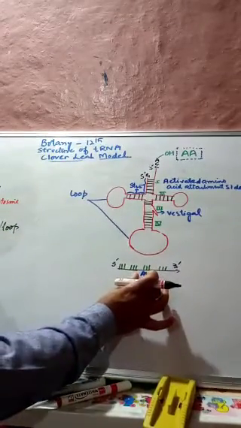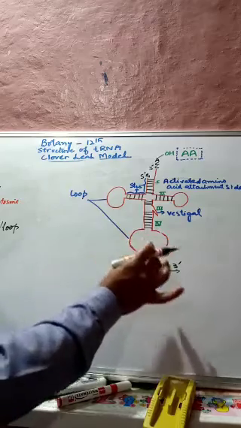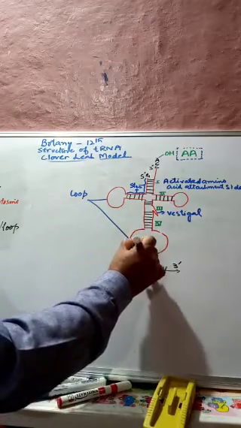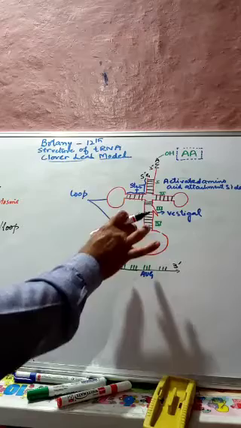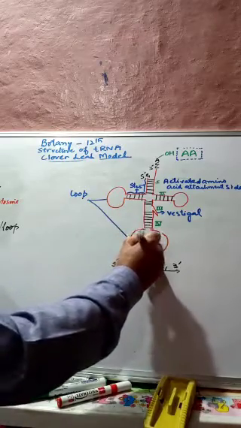Now this is the AUG. What will be the anticodons there? Adenine, it will not be thymine, it will be uracil.